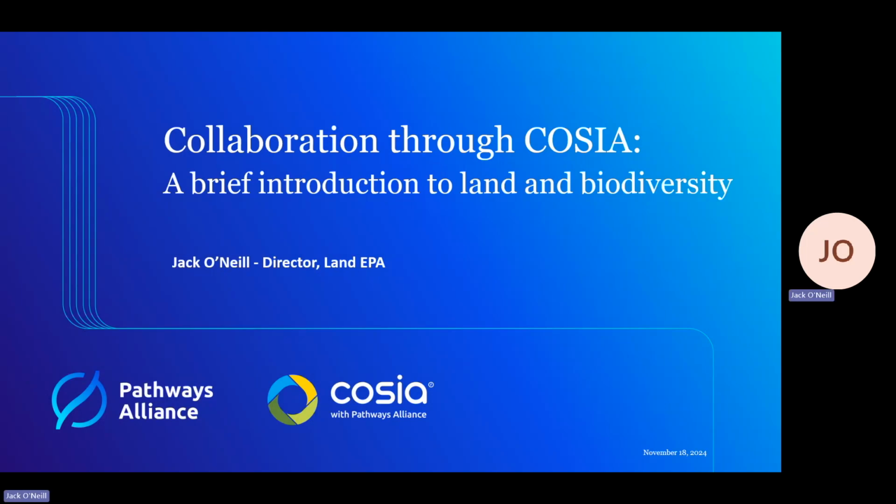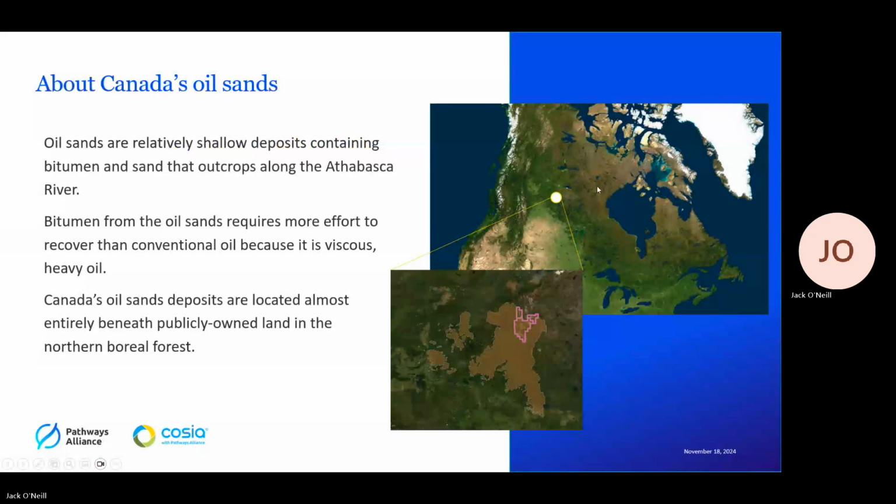But I want to spend a little time to give this presentation, Collaboration through COSIA, a brief introduction to land and biodiversity. So I'm going to give you some contextual information about the oil sands, speak a little bit about collaboration, and then give some quick project examples from the Land EPA.